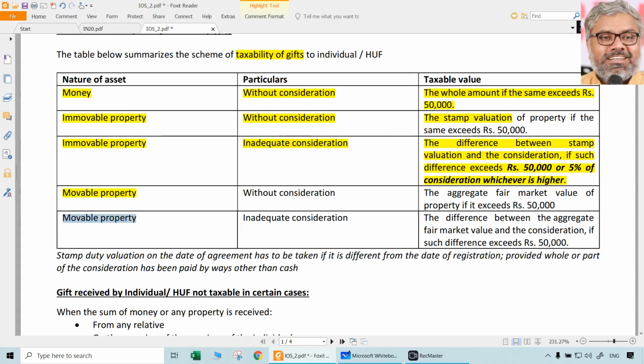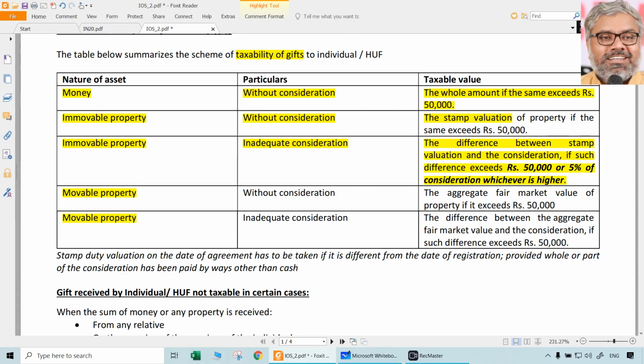Now let us move on to movable property. Movable property could be anything. It could be shares, any other movable property. Movable properties are not immovable properties, that's all. And what is a property? We'll come to that later. But movable property is understandable. Whichever is not an immovable property is automatically a movable property. So all things other than land or buildings are in general considered to be movable property.